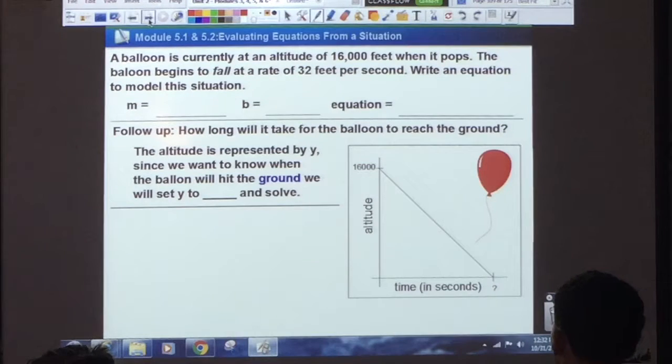Okay, I want everyone to pause and think about this situation. Think, don't say it. Think about what the slope could be, what the y-intercept could be, and what the equation could be. Most people get this wrong. It's not a trick question. It's a real world question.